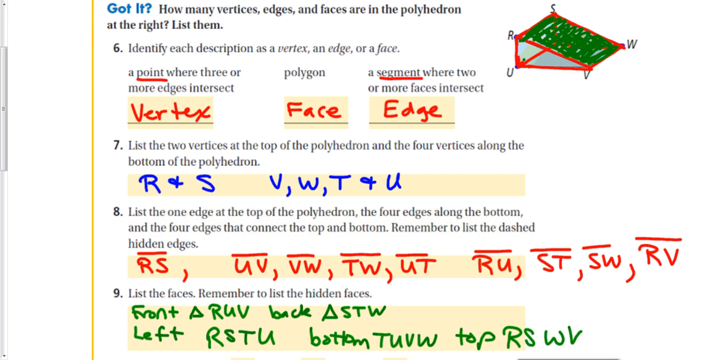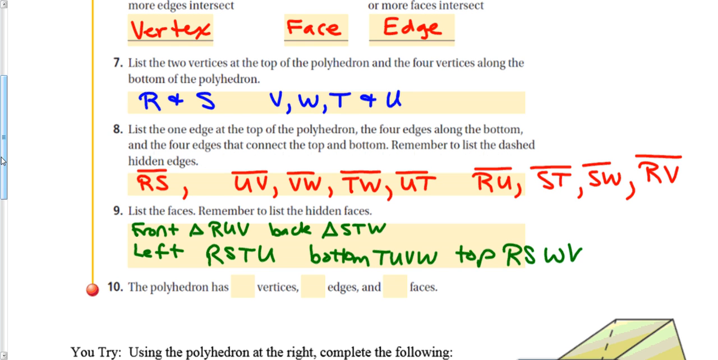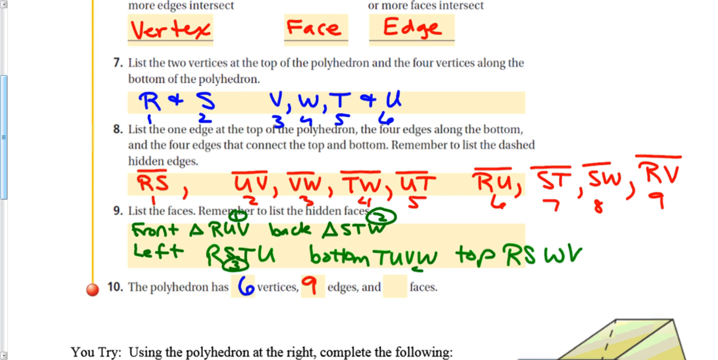So number 10, I'm going to scroll down a little bit. I have all the information I think I need. The polyhedron has blank vertices, blank edges, and blank faces. So vertices, we should just be able to count them. 1, 2, 3, 4, 5, 6. So it's got 6 vertices. And my edges, again, I should be able to count those. 1, 2, 3, 4, 5, 6, 7, 8, 9. And how many faces? I can count those. 1, 2, 3, 4, 5. 5 faces.